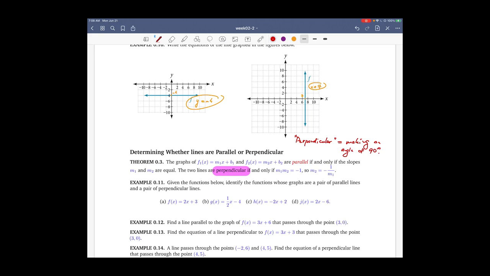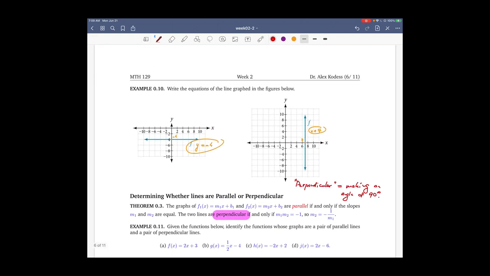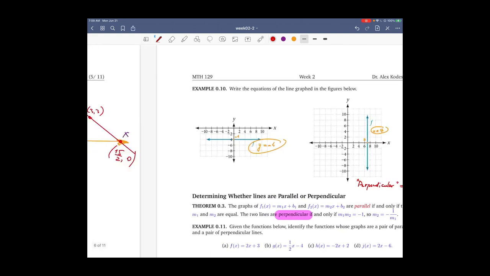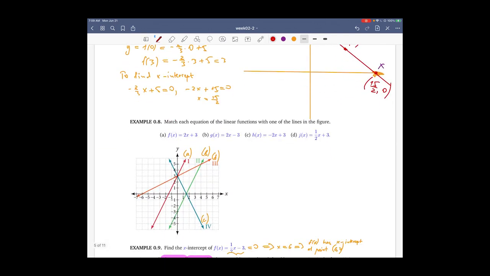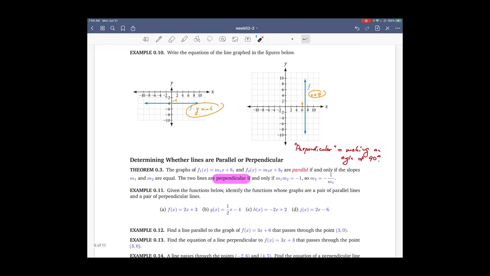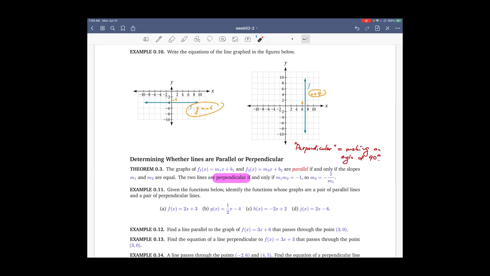So the theorem is this. Two lines are parallel if and only if they have the same slope. We already saw this in a previous example, right? Lines A and B are parallel. They both have slope 2. And two lines are perpendicular, making an angle of 90 degrees at their intersection, if the product of slopes is -1.